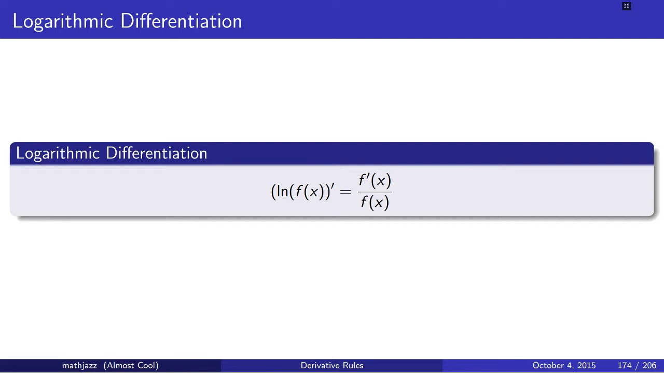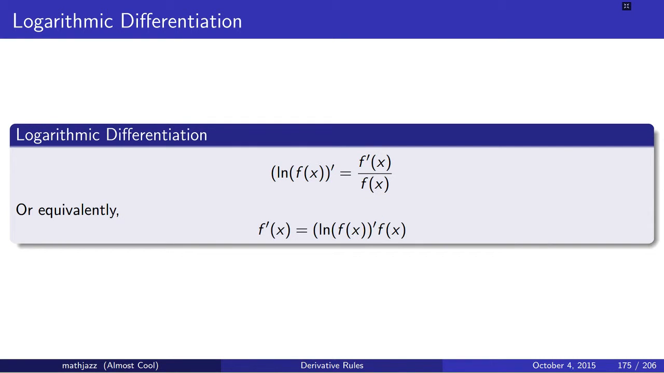Logarithmic differentiation says that if we take the natural log of a function and then take the derivative of the resulting function, we get the derivative of the original function divided by the original function. Equivalently, the derivative of our original function is equal to the derivative of the natural log of the function times the function. We obtain this from the previous equation by multiplying on both sides of the equation by f of x.